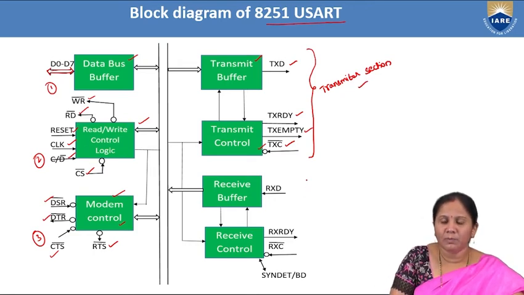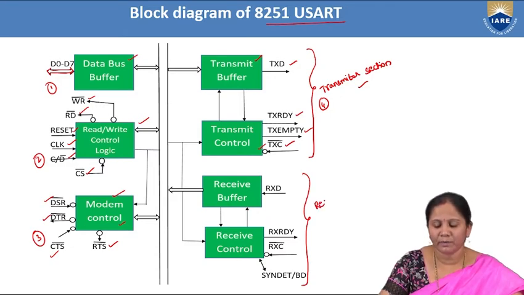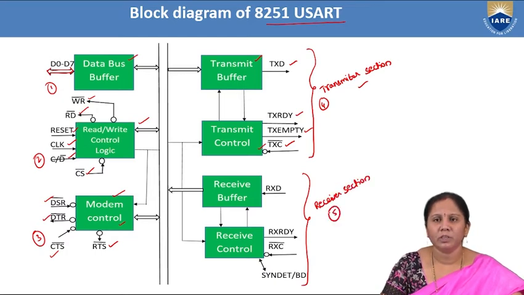And the next block, this is the 4th section, is the receive buffer and receive control. These 2 blocks come under the receiver section. This is the 5th block. These 2 blocks come under the receiver section.